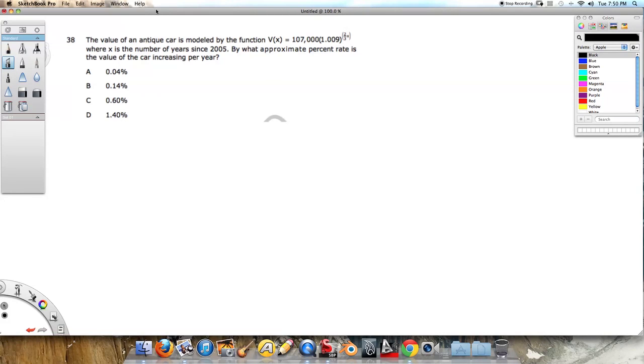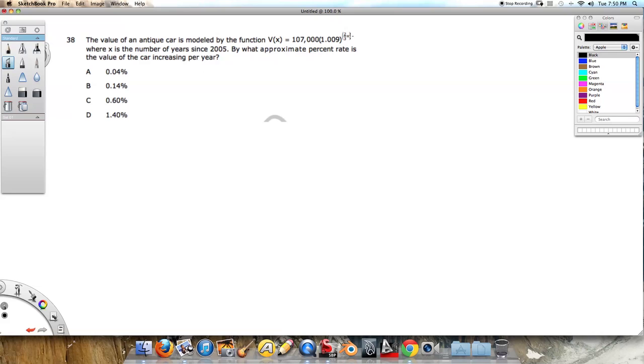Okay, question 38 says the value of an antique car is modeled by the function v of x equals 107,000 times 1.009 to the 2/3 x power, where x is the number of years since 2005. By what approximate percent rate is the value of the car increasing per year?